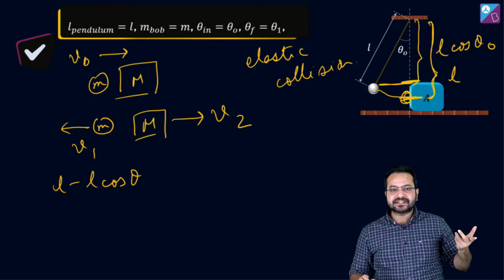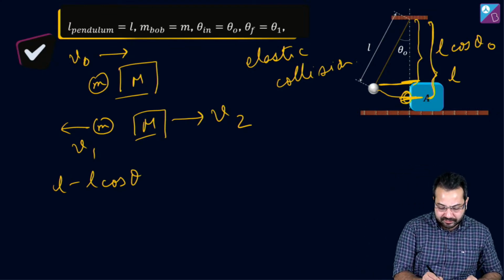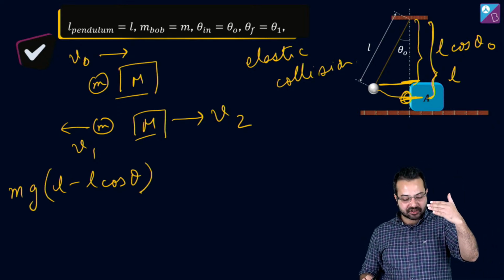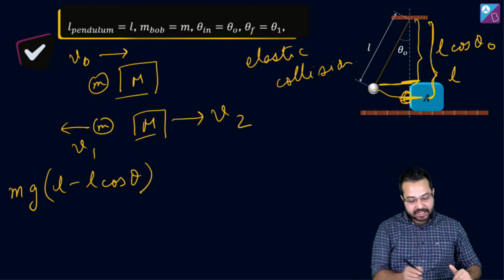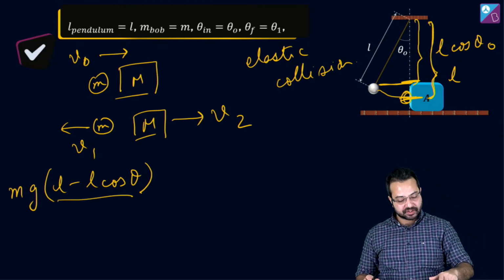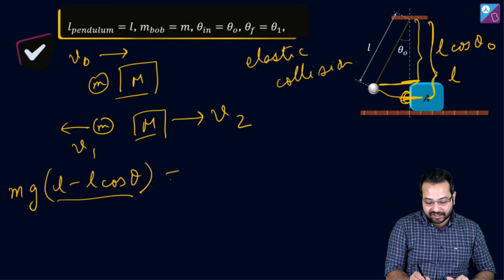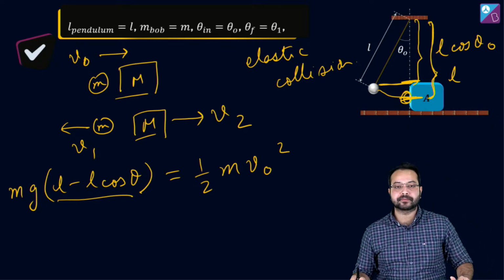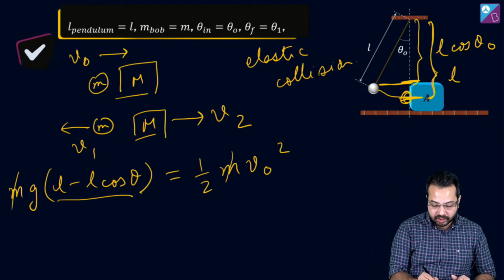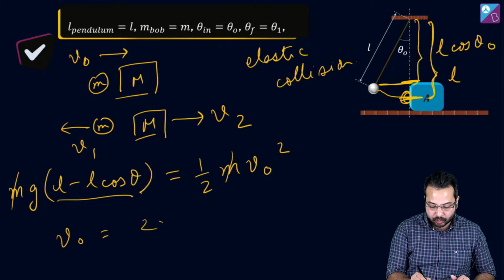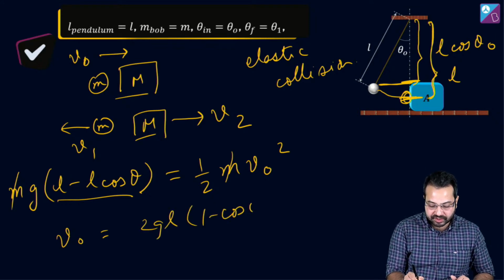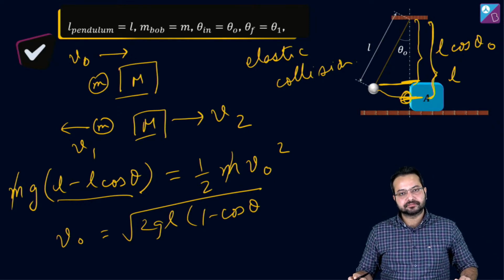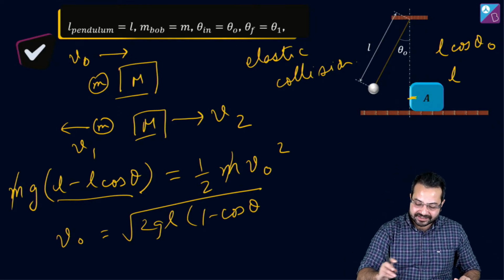Which means I can conserve mechanical energy. How do I conserve mechanical energy? mg, the potential energy has reduced by this amount. It has come down by this distance, which means the potential energy has reduced by this amount. So that is going to become half m V0 square. Correct? So this m and this m are gone, which means V0 is equal to the square root of 2gL into (1 minus cos theta). Is that correct? Is that clear? Perfect.